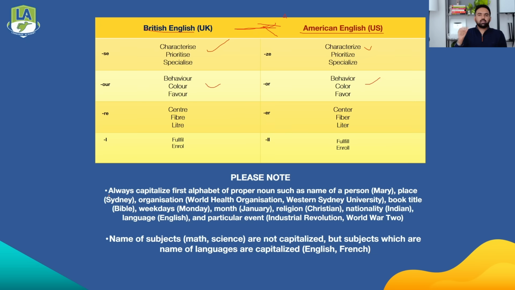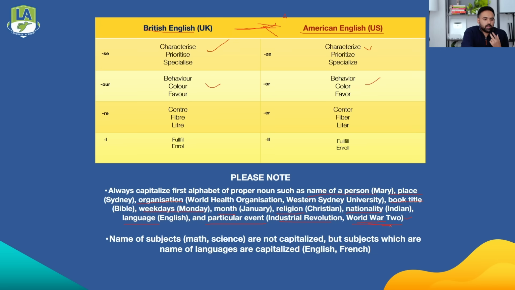Similarly, you will get a lot of proper nouns in summarized spoken text. Make sure any proper noun such as the name of a person, any name of a place, any name of an organization, any book title, weekdays like Monday, Tuesday, any month of the year, any religion, any nationality, any language, or any particular event which will not happen again. For example, World War II.